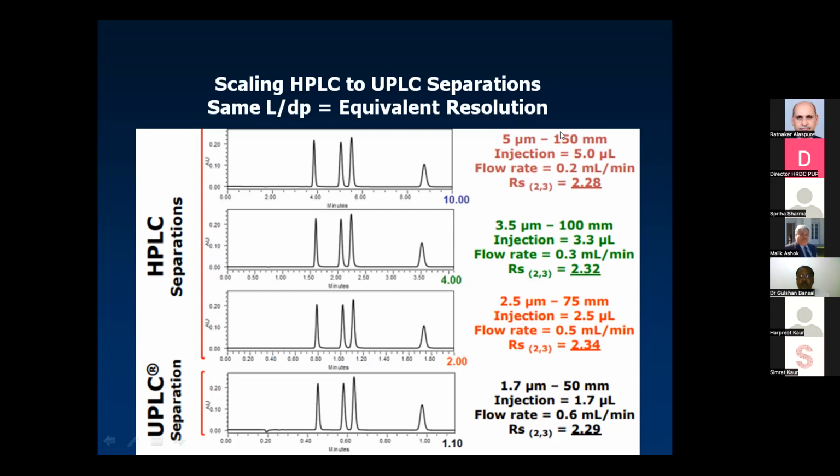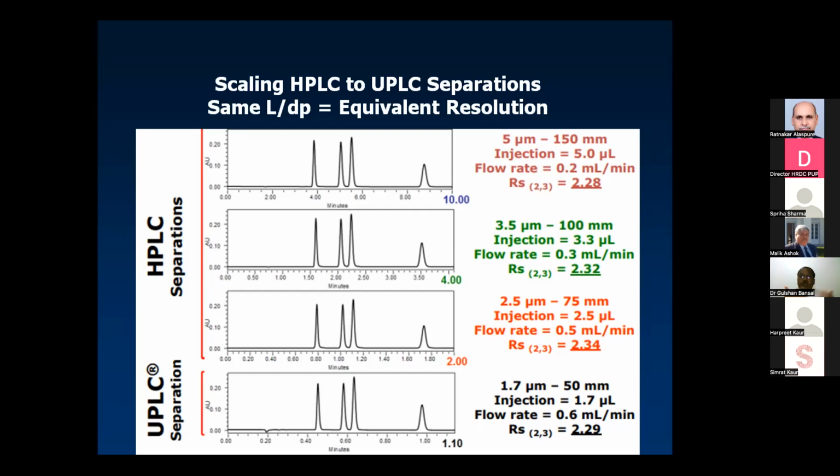And if there is a further decrease, particle size is a further decrease now from 1.7 micron, and we make the length 5 centimeter. So again, the ratio will be around 30,000 and the runtime is 1.1 minute. And the resolution is same, right? So there are two things which we can do. One is, if we want to improve the resolution, we have to decrease the particle size. And if we want to decrease the runtime, then we have to keep the length to particle size ratio constant.